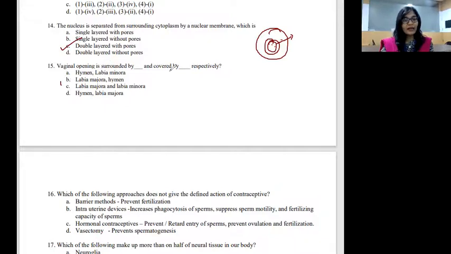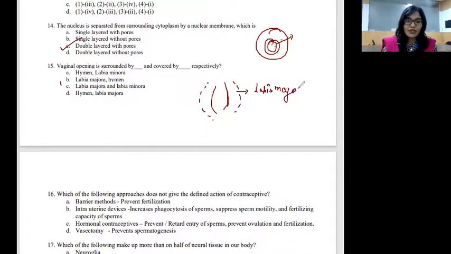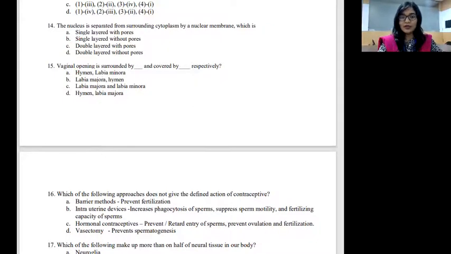Vaginal opening is surrounded by and covered by, respectively. Suppose this is the vagina and this outer area is the labia majora. Then there is the hymen, which is actually present here. So the vaginal opening is surrounded by the labia majora and then covered by the hymen. So what might be the answer? It's option B. Yes. Okay, we'll move on to the next question.